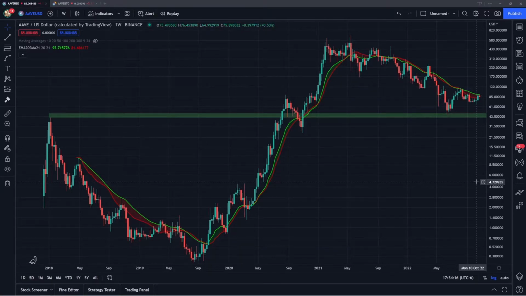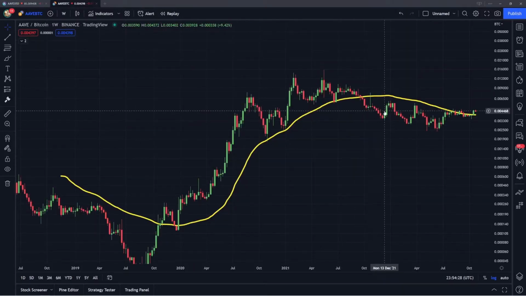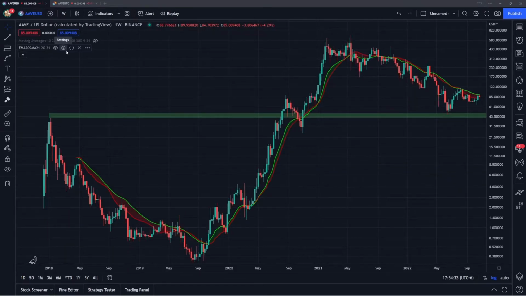Today I'm going to be talking about AAVE. I'm going to be providing my longer term market analysis update. I'm going to be looking at the 2021 weekly moving averages, and that's been our key level of resistance throughout the bear market. I'll cover some key levels of support and my thoughts on the AAVE Bitcoin ratio and what I want to see moving forward to be bullish on AAVE. So I hope you guys do enjoy the content and the analysis.